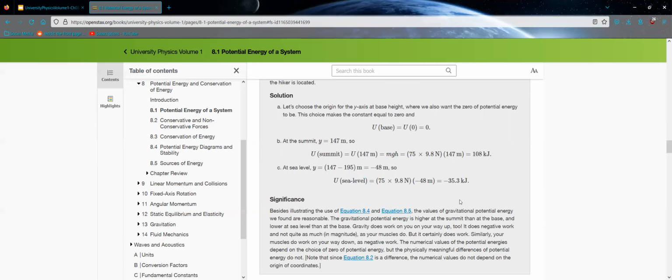Practically, what does that mean? Well, it means we decided that 0 was the base of the hill. That's practically what it means.